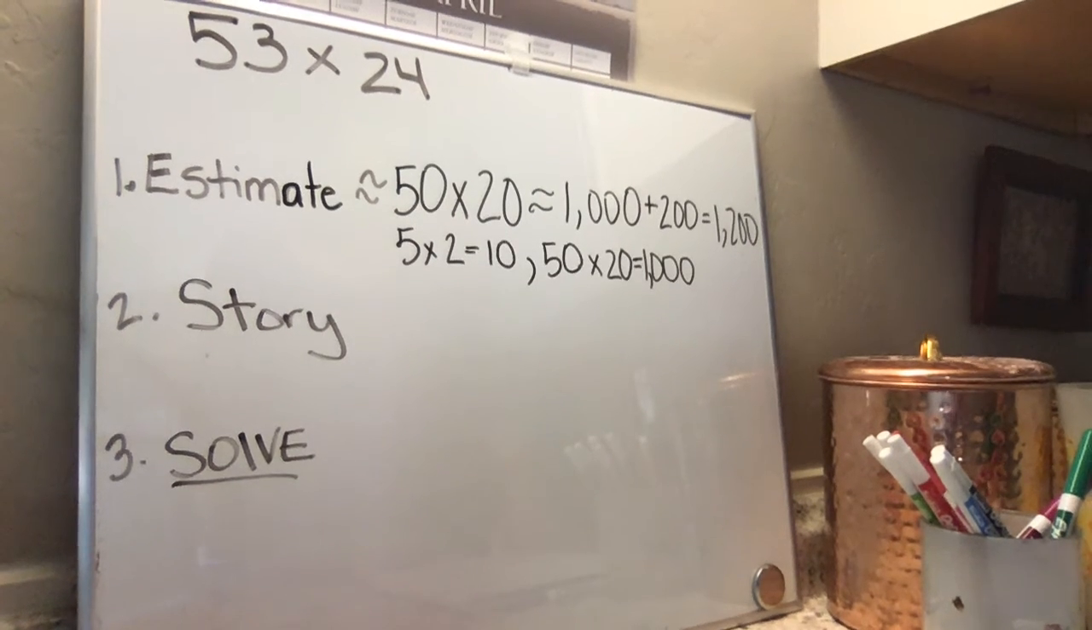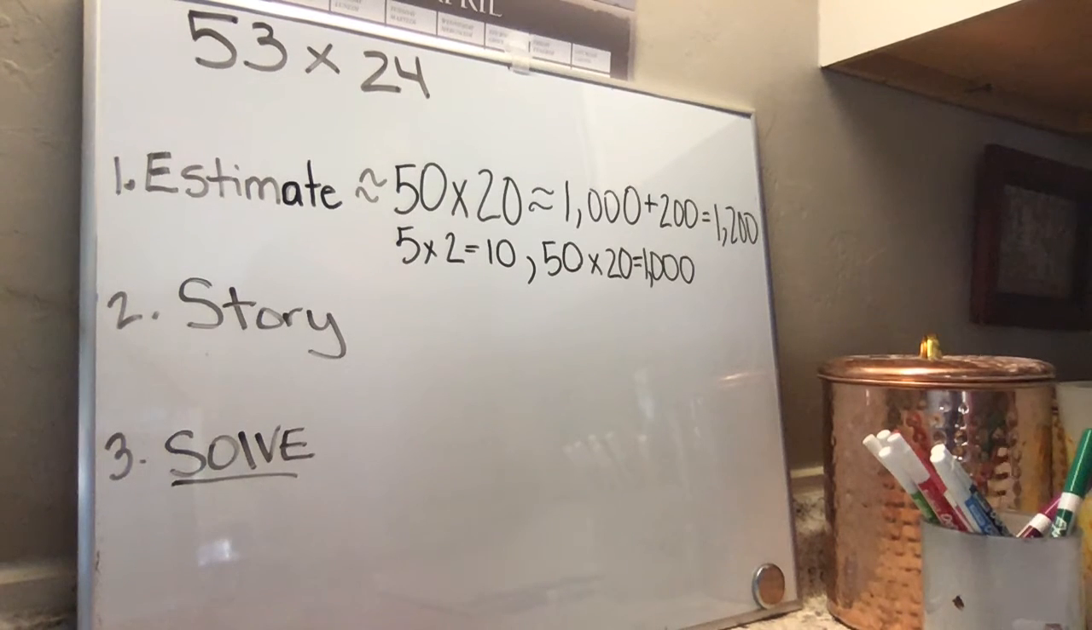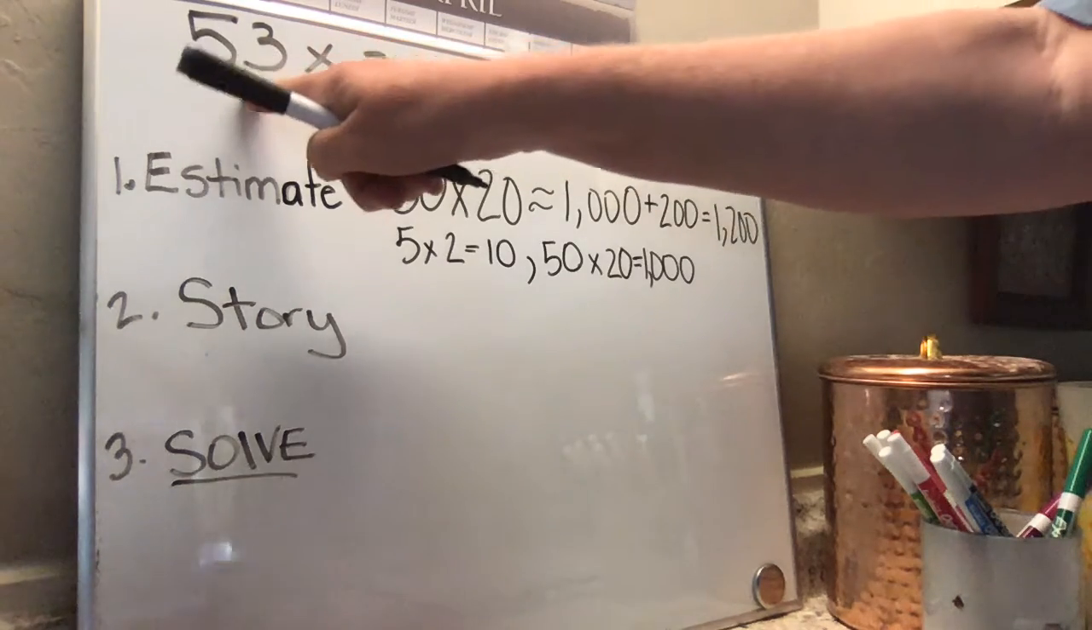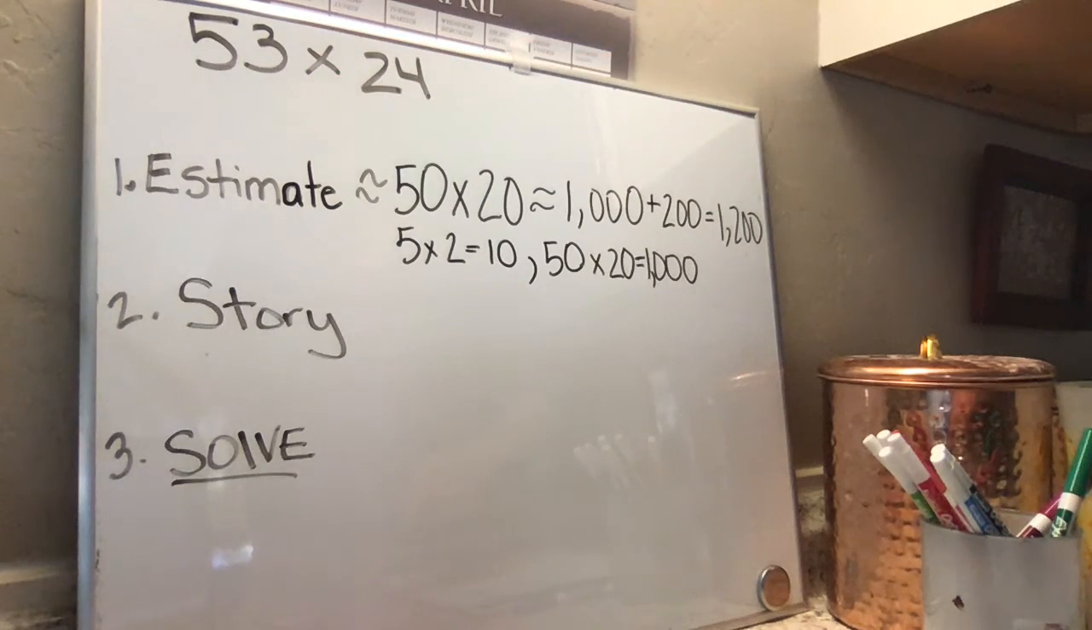All right, so next we want to come up with a story to help us keep track of the parts. All right, so I want you to pause here and think about 53 somethings 24 times. All right, so what could you do? All right, so you pause there, but I'm going to go back to my cookies.